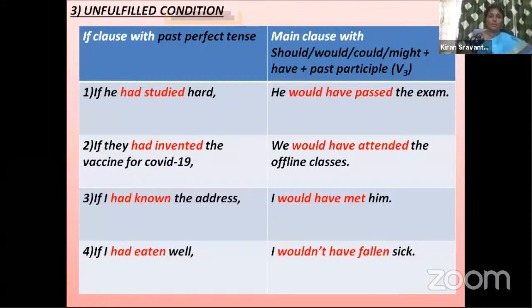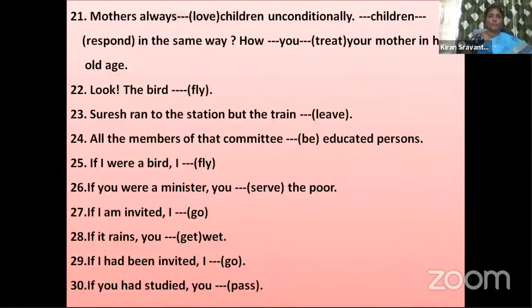Okay, so coming to some of the sentences that we have seen earlier, where we left some of the sentences. If I were a bird, then the if clause is in past simple. This is the unfulfilled condition. If I were a bird, I would fly. If you were a minister, then you can identify and get to know how to fill in the blanks now. If you were a minister, you could serve the poor.